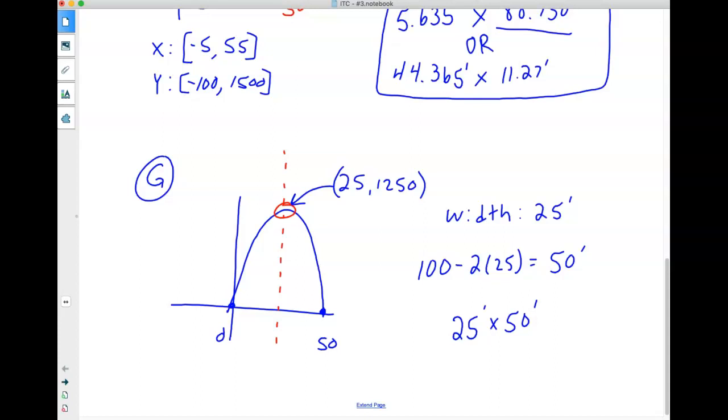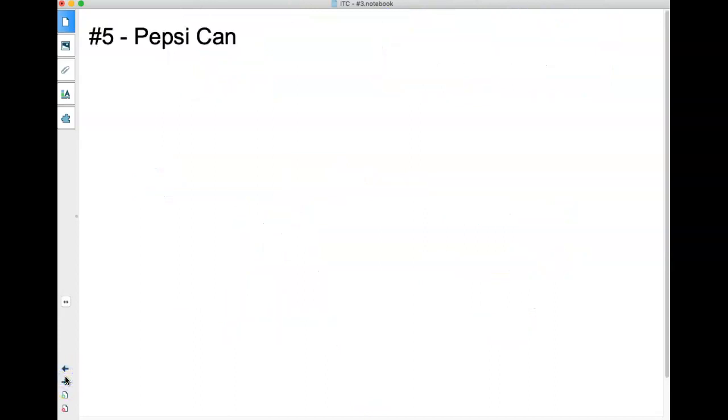The second problem we are going to go to is problem number 5, the Pepsi can. The reason I'm going to problem number 5 is because this has a lot of formulas. One thing you do not have to memorize in calculus is geometric formulas. You don't have to know the volume of a sphere is 4/3 pi r cubed. Any geometric formula on the AP test or my test will be given to you.